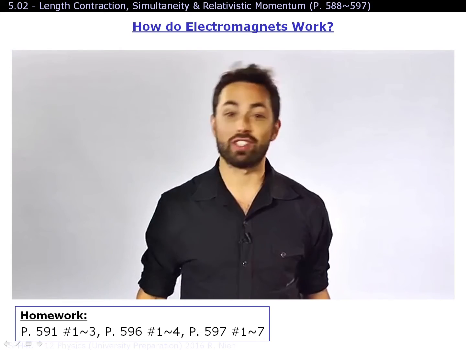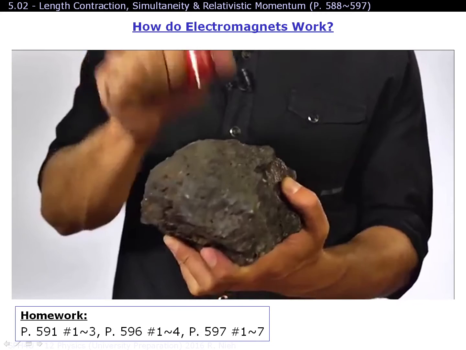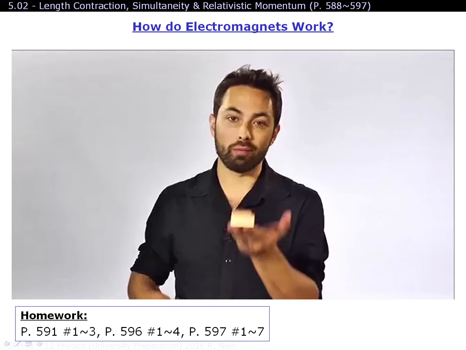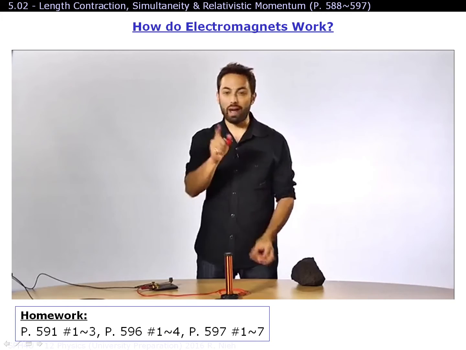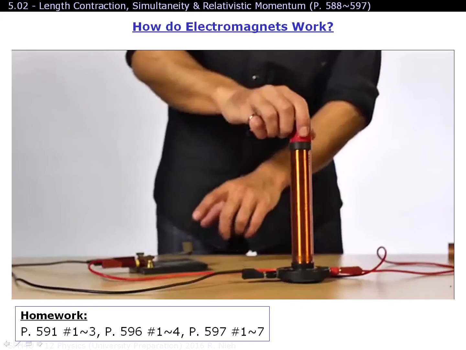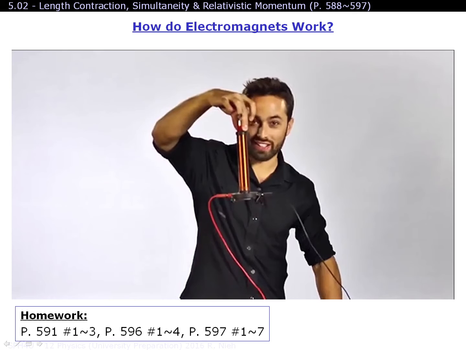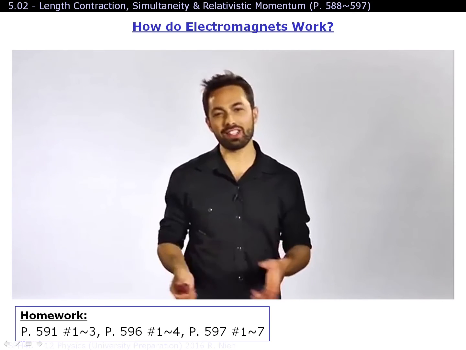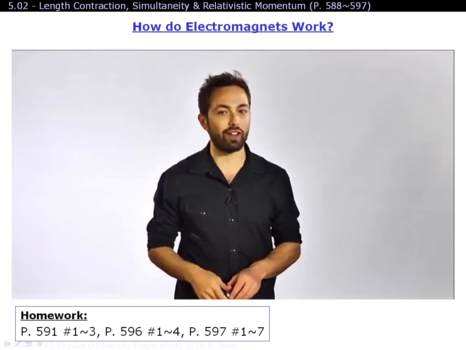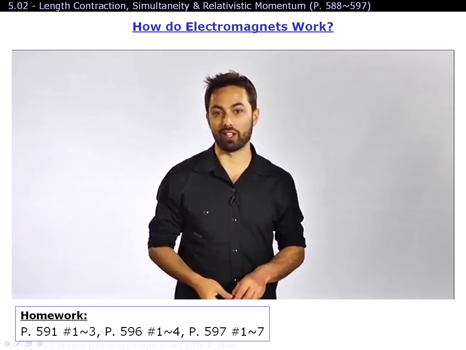Only a few elements can be permanent magnets. Iron is one. Copper is not. But if you pass an electric current through any metal, it becomes a magnet. An electromagnet. But how does this work? Well, strangely enough, it's a consequence of special relativity.